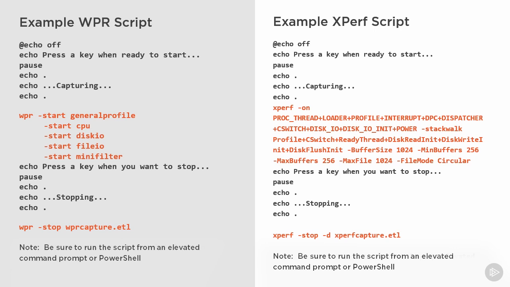You can then see I'm specifying many more options such as the buffer size, the minimum number of buffers, the maximum number of buffers, the maximum file size, and the file mode, which in this case is circular. After you collect the data you need, you would then issue a command such as xperf -stop -d, then give it a name of a file for the captured data.